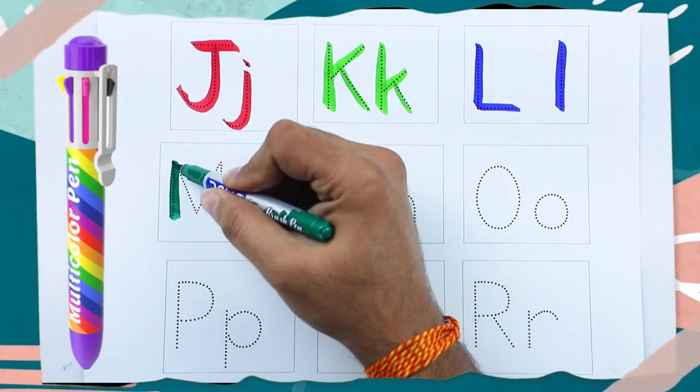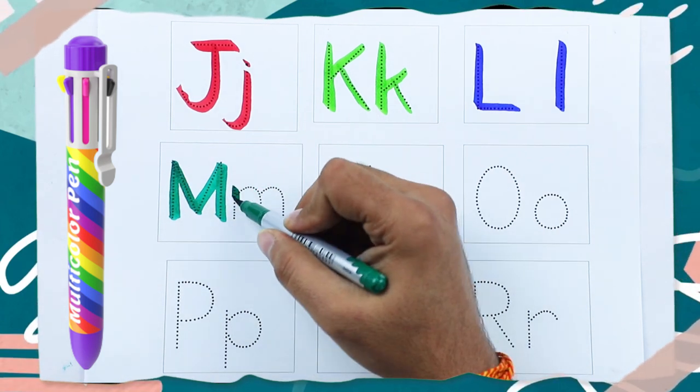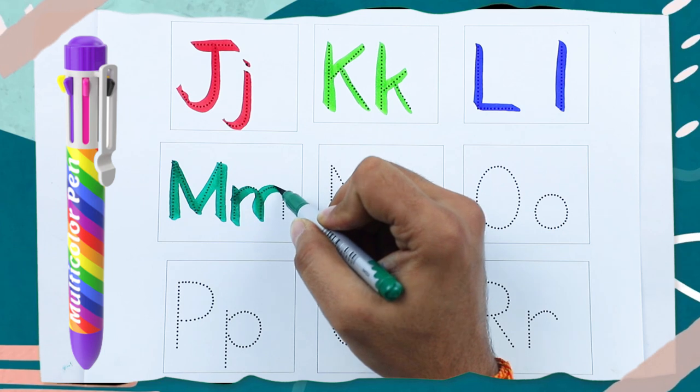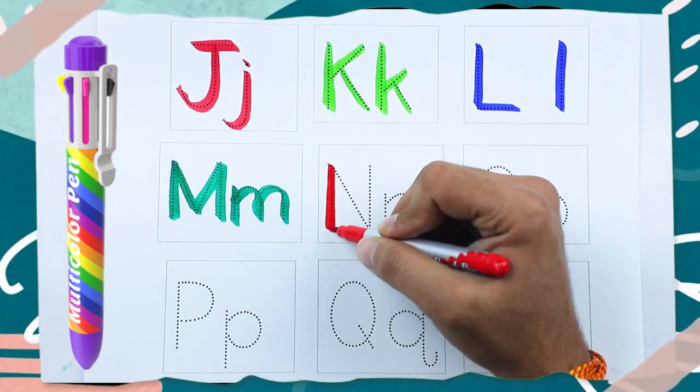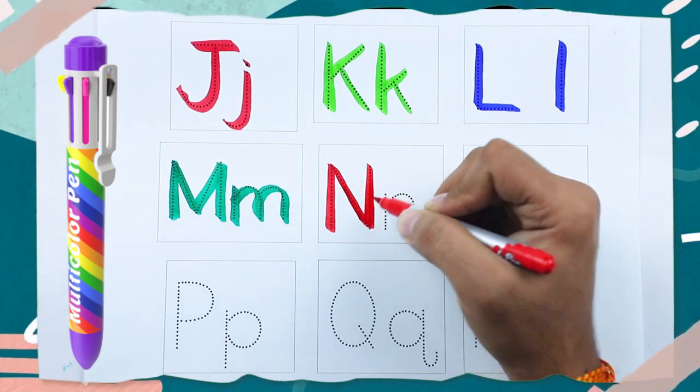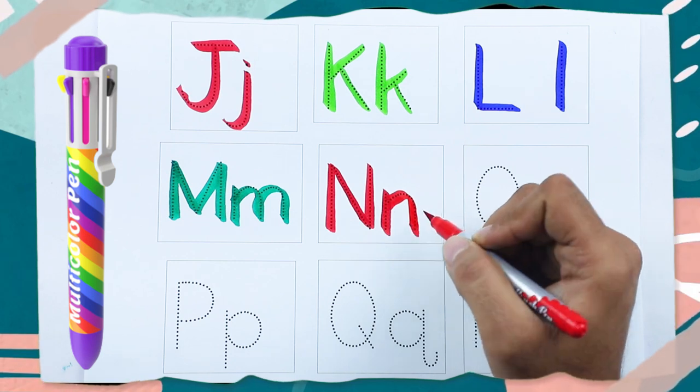Green color, M. Capital M. M for monkey. Green color, small m. M for monkey. Red color, capital N. N for nest. Red color, small n.